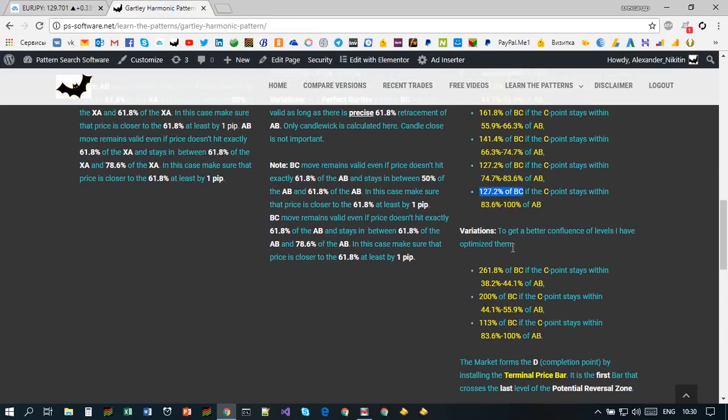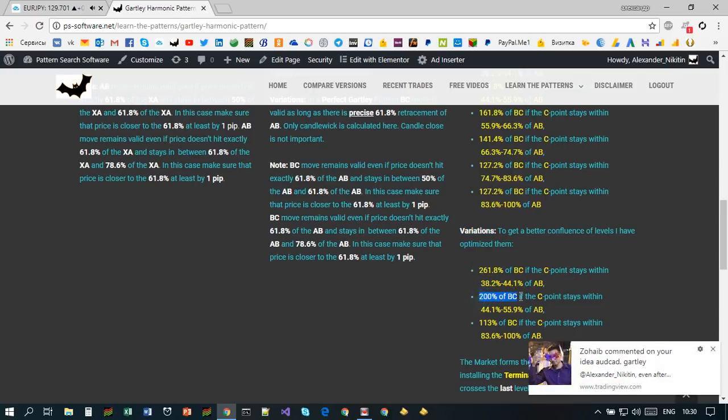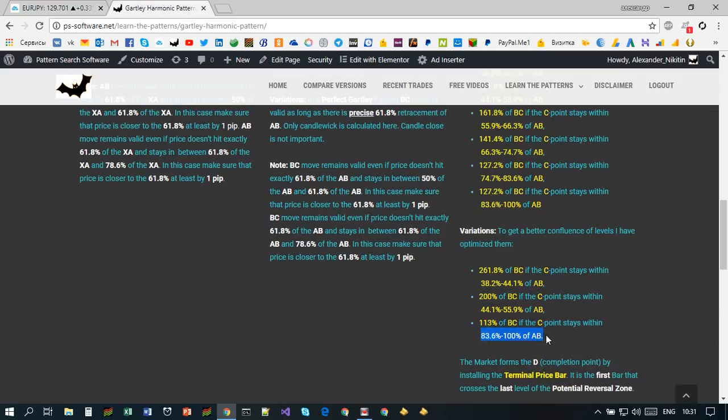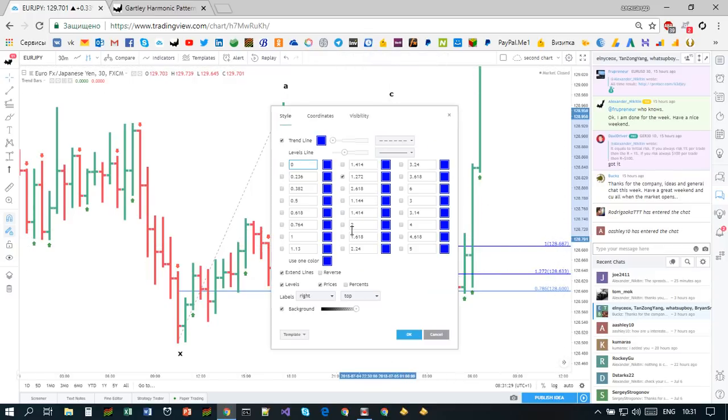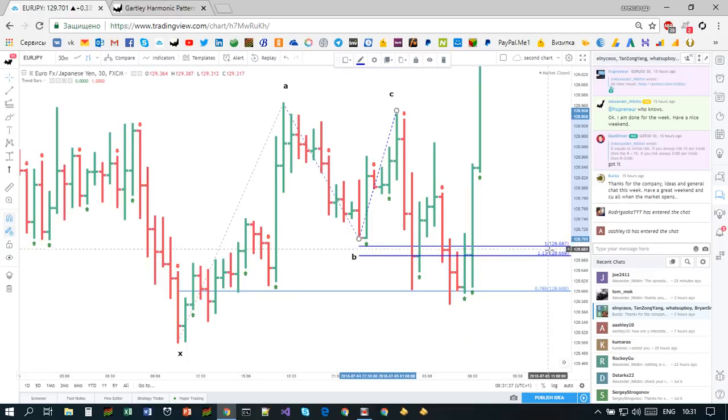Okay, look further. Variations. You should keep the variations in mind. To get a better confluence of levels, I optimized them. This should be this if this is this, and it should be 1.13 if it is from here to here, to have a better confluence with the AB equals CD pattern. So instead of 1.27, which is pretty conventional, let's click 1.13. So you see 1.13 has a better confluence with 1 to 1.